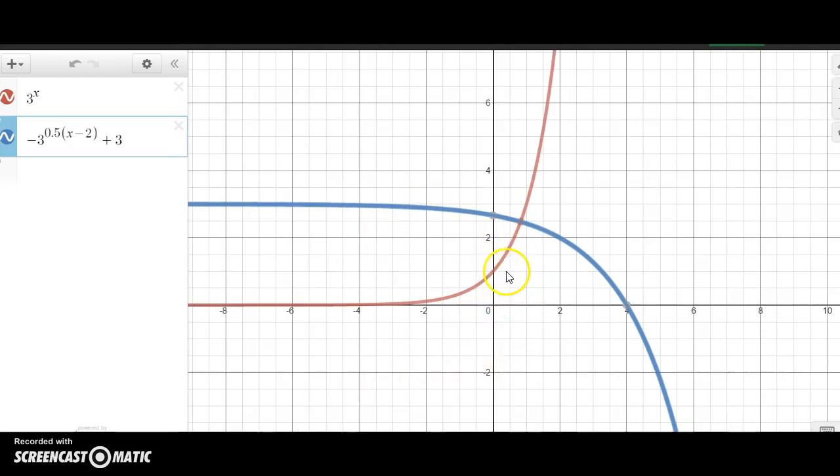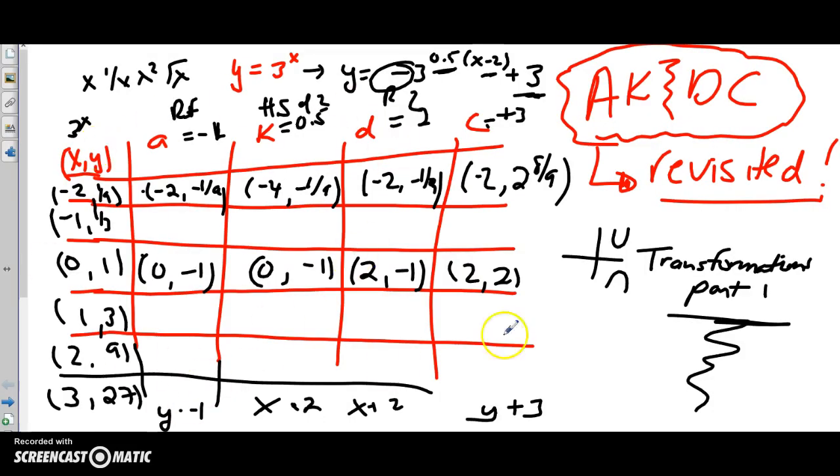So that's why we don't try to graph this like this. You can graph it a different way, which is the next part of this part 2 of transformations. But the way we just did it is consistent with our old AKDC. Move the points, figure out what A is, what K is, what D is, what C is. Move the points, you move the graph.